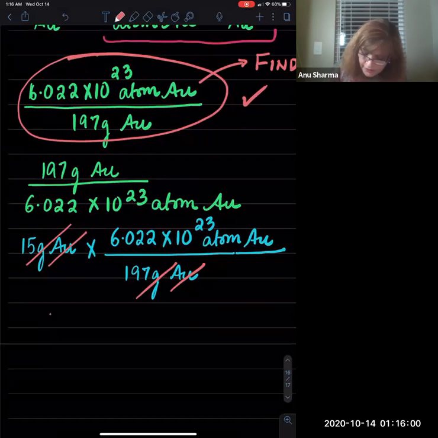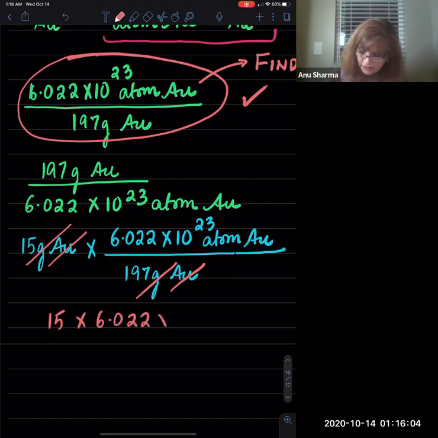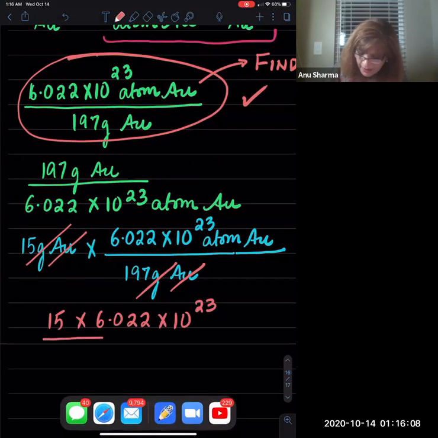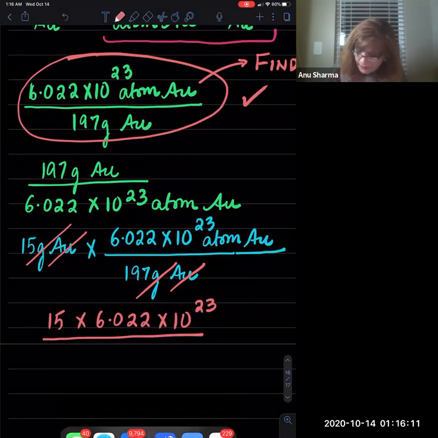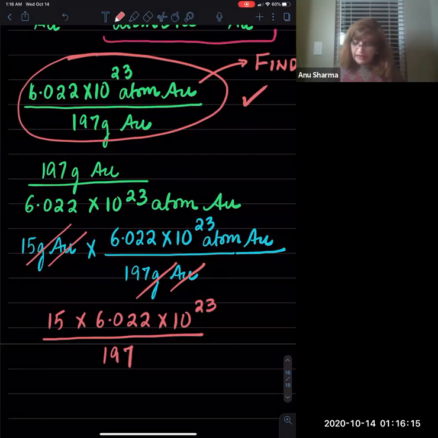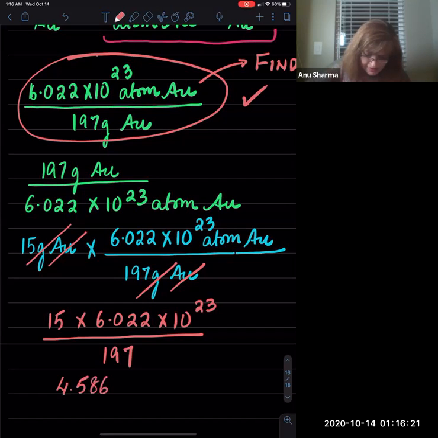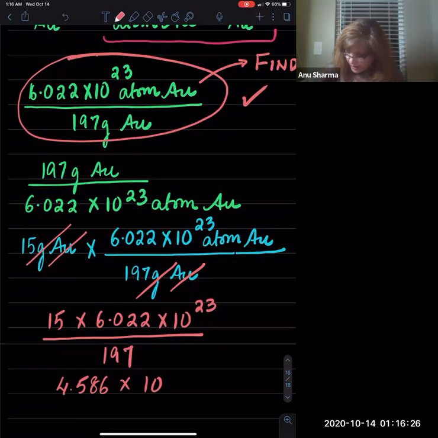And you are left with 15 times 6.022 × 10^23, divided by 197. So this whole thing is going to give you 4.586 × 10^22 atoms of gold.